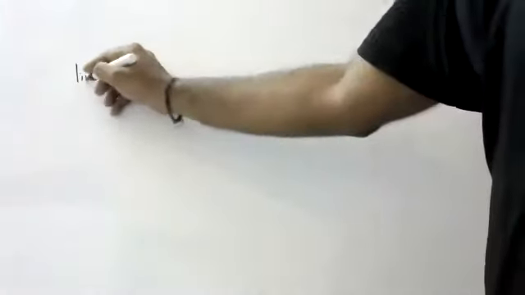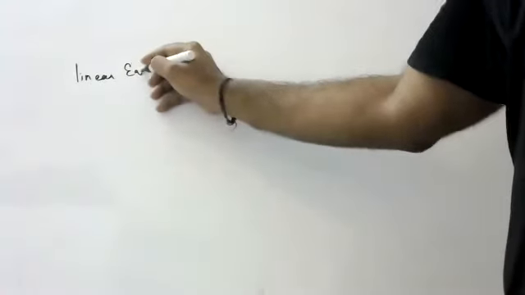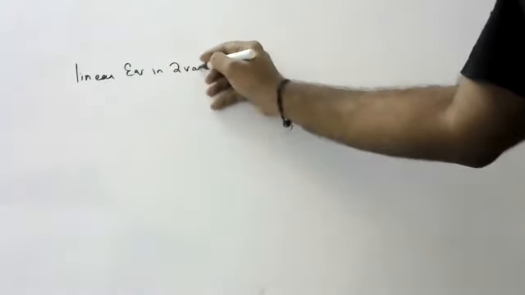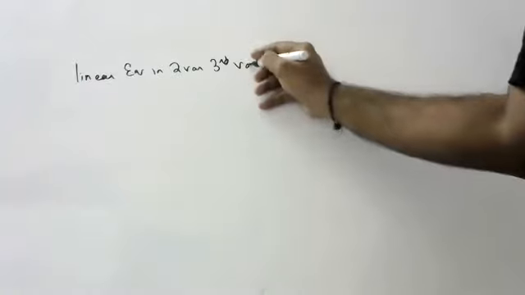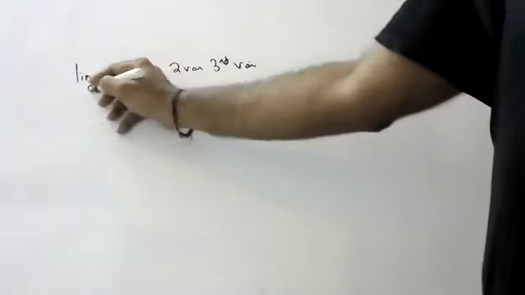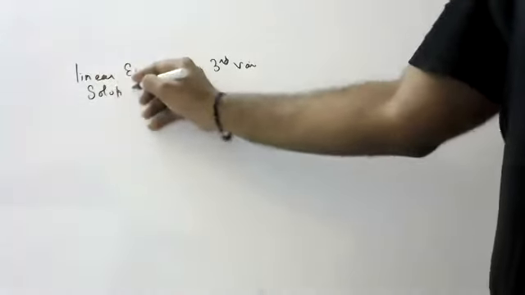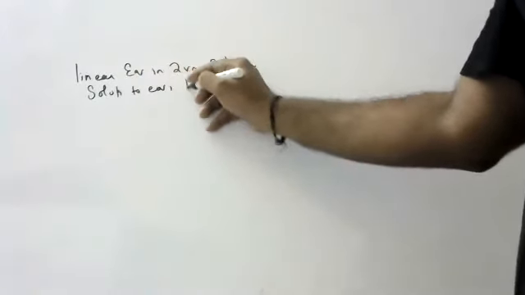Yeah, children. So today we are going to discuss linear equations in two variables. Third variety, children. Solutions will be given to an equation. We have to find k.